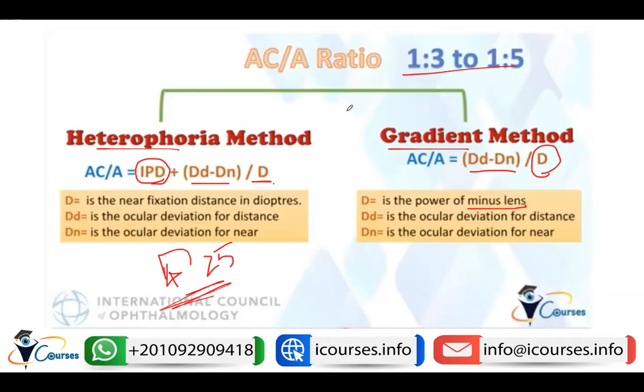Honestly speaking, both of these methods are not used in real life or in practice. Much simpler methods are used to calculate the accommodative convergence to accommodation ratio. And you don't need to know all these details in the context of the optics exam. You just need to know that both the heterophoria method and the gradient method are used for calculating the accommodative convergence to accommodation ratio. So I just wanted to add this information from the previous lecture.